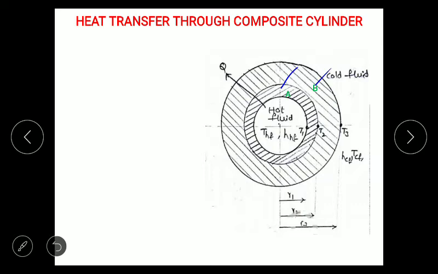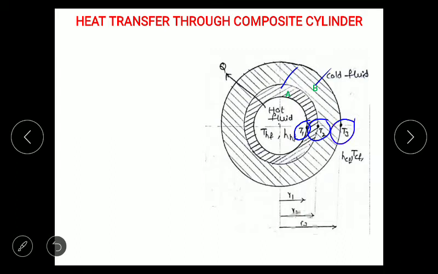Inside the composite cylinder, a hot fluid is flowing, and the hot fluid has a temperature THF with a heat transfer coefficient HHF. Then the temperature of the inside of the first cylinder is T1. Then at the interface between A and B it is T2. On the surface of B we have temperature T3.